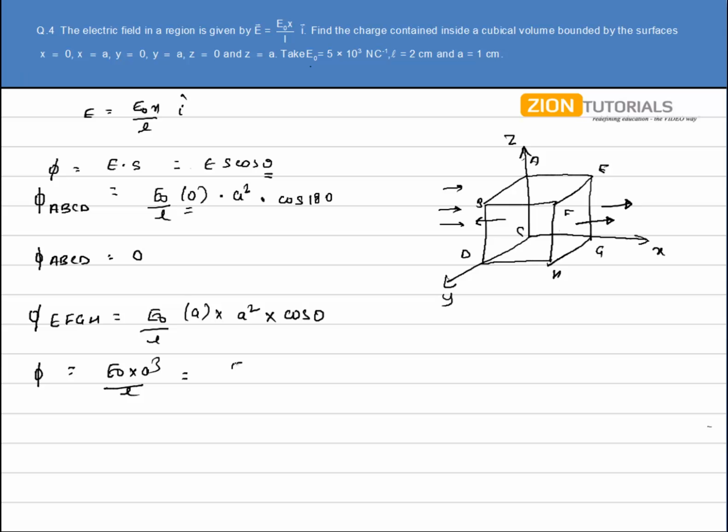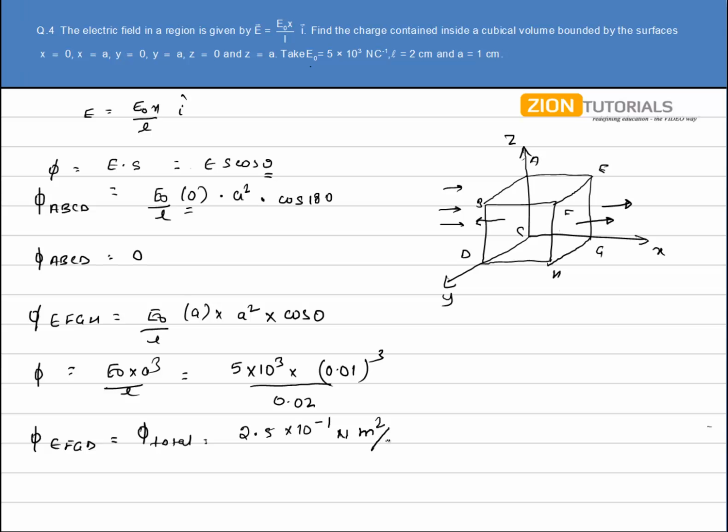Substituting the values, I have E naught as 5 into 10 to the power 3. The value of a is 0.01 meter whole cube divided by 0.02. So the flux passing through the surface EFGH, or I can say the total flux that is passing through the cube, is given by 2.5 into 10 to the power minus 1 newton meter square per coulomb.